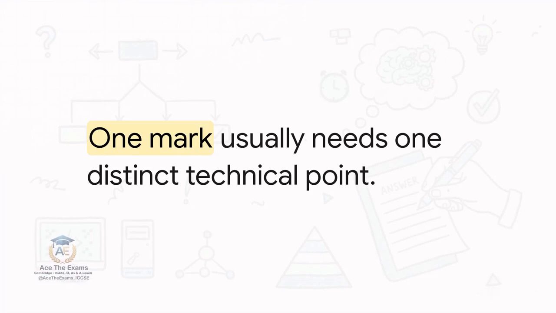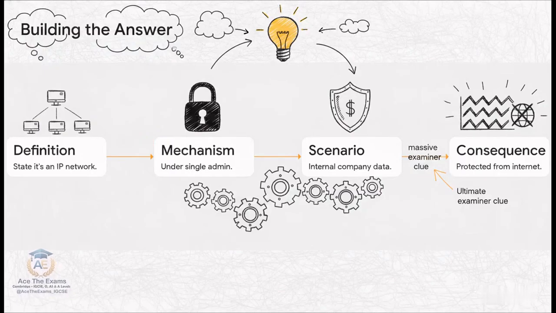Actually, let's treat this right here as a mini checkpoint. Just cement this golden rule into your brain. 1 mark usually needs 1 distinct technical point. Make this the core of your exam strategy. If you're staring down a 4-mark question, you have to deliver 4 completely separate, distinct, and technically accurate points if you want full credit.